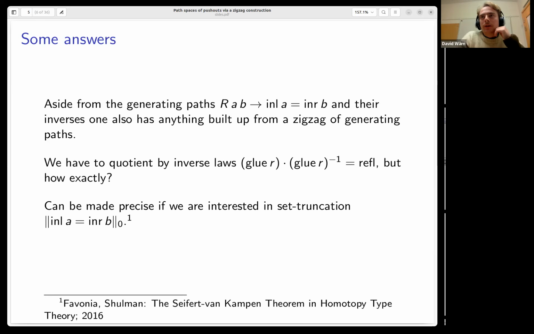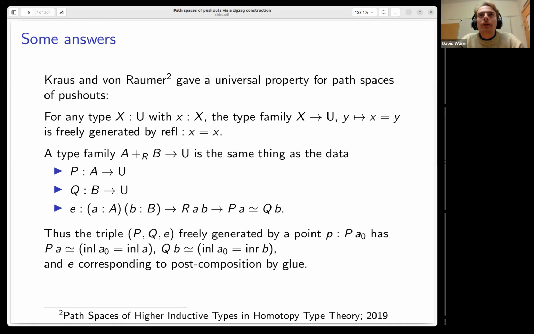So if we simplify a bit, and for example, we look at just the set truncation of this path space, then the situation becomes a bit more simple. And this is the setting of the Seifert-van Kampen theorem, which has been formalized also in HoTT by Favonia and Shulman. And there's also a more precise description of these spaces given by Nicolai Kraus and Jakob von Raumer.